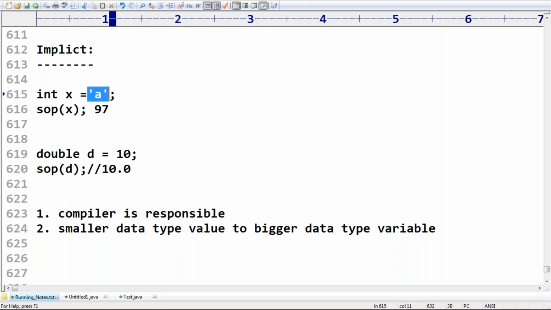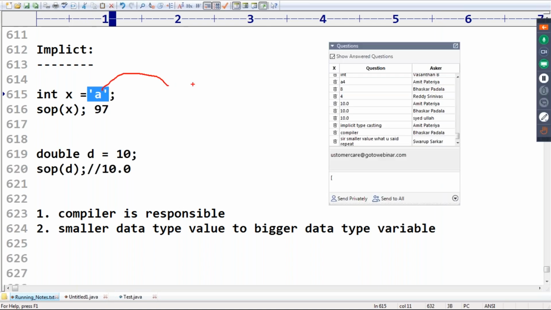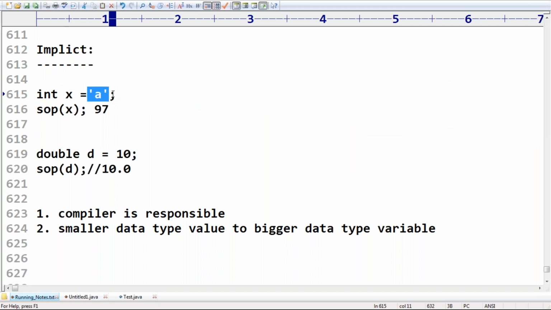Char means how many bytes? Char means 2 bytes. So observe that. But you are assigning to int. Int is how many bytes? 4 bytes. Oh, a smaller data type value we are assigning to a bigger data type variable. That is the meaning. So a 2 byte char value we are assigning to a 4 byte int variable. Similarly, here a 4 byte int value we are assigning to an 8 byte double variable.